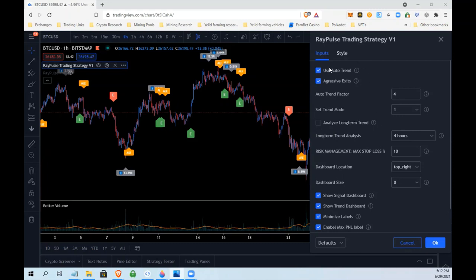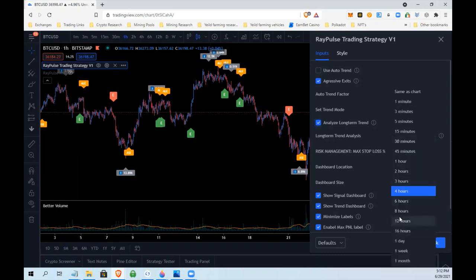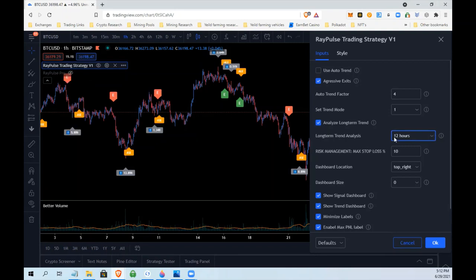So analyze long-term trend. This is used if you don't want to use auto trend. So if you want to choose your higher time frame trend chart, then you would unclick the auto trend and analyze long-term trend, and now you can choose. So I'm on the 1 hour chart now. Now I can choose the 4 hour chart to be my higher time frame trend. Or I can choose the 12-hour chart to be my higher time frame trend, whatever you want to use there. But in order to use this, you have to unclick the use auto trend and click the use analyze long-term trend. If the auto trend is clicked, it's always going to use the auto trend. It'll ignore this analyze long-term trend, so it won't matter if this is clicked or unclicked.